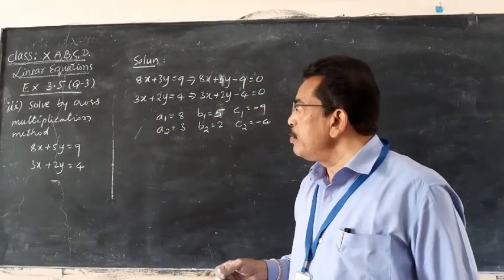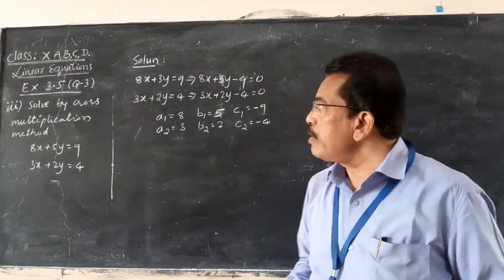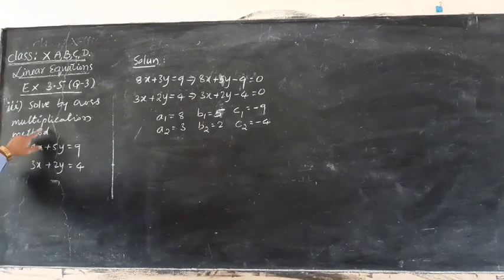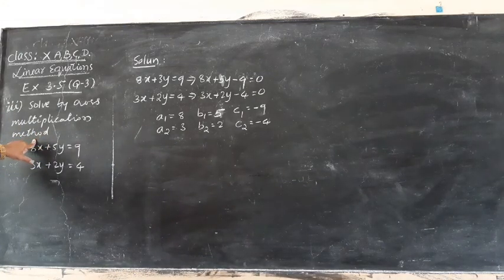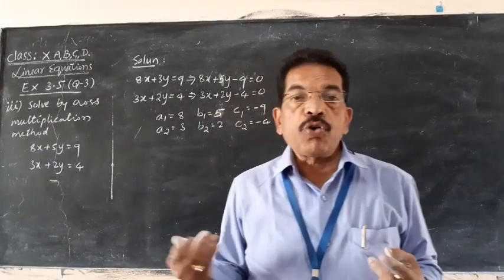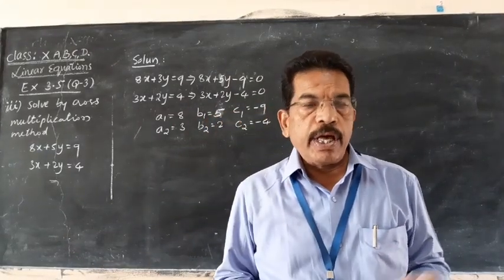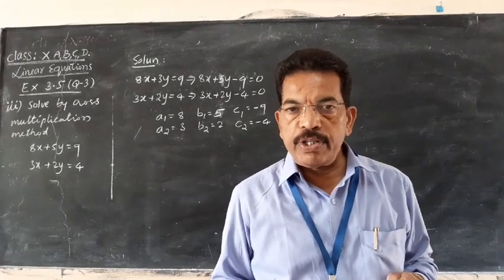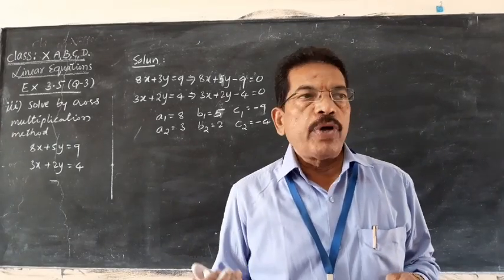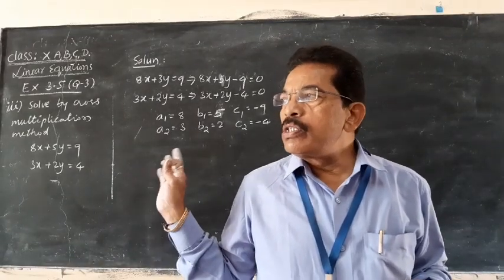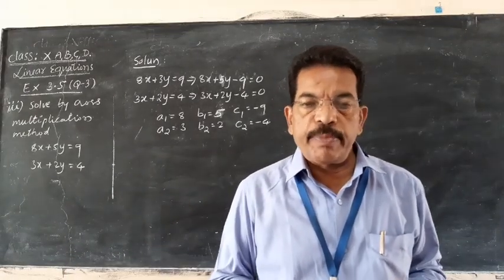Let us continue the exercise 3.5, question number 3. Solve by cross multiplication method. Actually, in the textbook, they have asked us to solve by substitution method. As you know, substitution method is not for the examination for this year. So, we have to leave behind that one. Then, we have to solve by cross multiplication method.